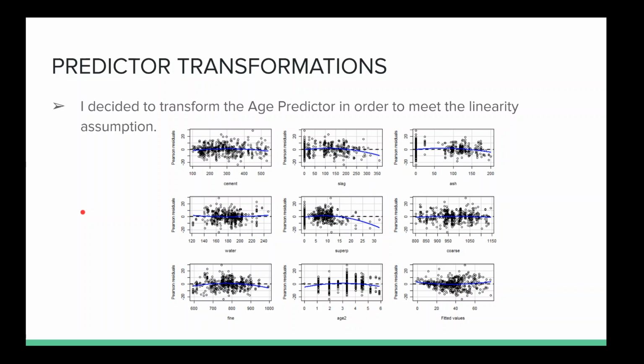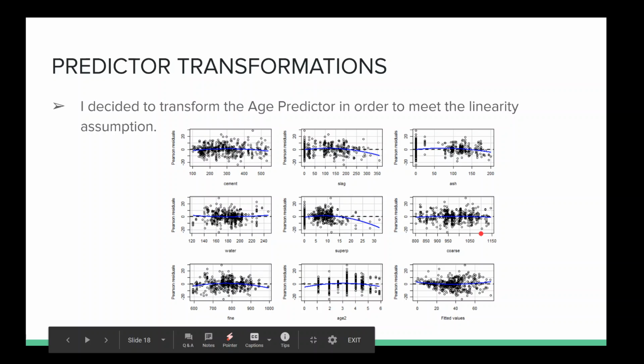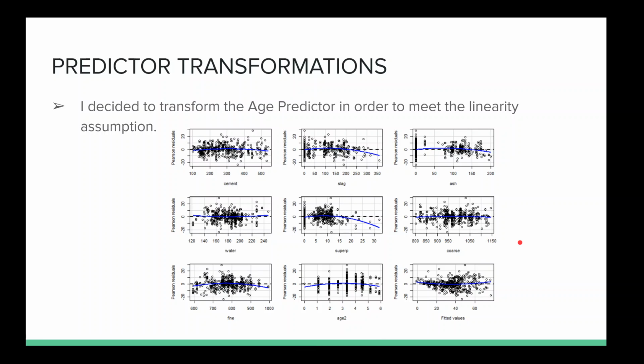So I decided to transform the age predictor in order to meet the linearity assumption. An individual transformation of said age predictor variable is the model that I decided to use. I think that it was necessary to do this to meet the linearity assumption. The final model that I picked is the last predictor transformation, which is the individual transformation that I'm currently talking about. Looking at the residual plots for this model, we can tell that the assumption of linearity is met overall for this model, for pretty much relatively all the variables.